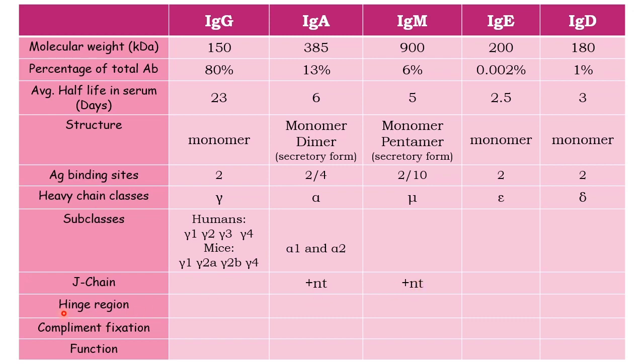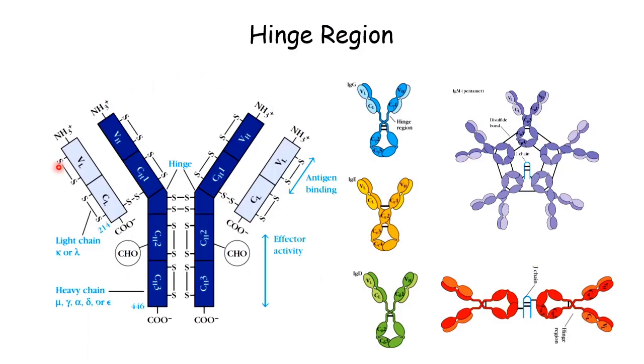Now next is hinge region. This is the general structure of a monomeric immunoglobulin. These two are the heavy chains of the immunoglobulin and these two are the light chains of immunoglobulin. If you see, these two chains are further divided into several domains. In case of light chain, this is the variable domain, this is the constant domain. Here also this is the variable domain and this is the constant domain. So it is divided into two domains.